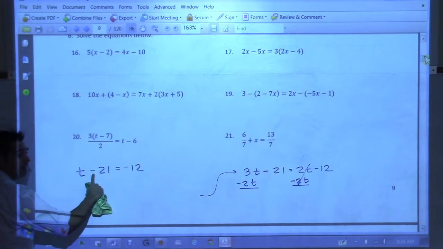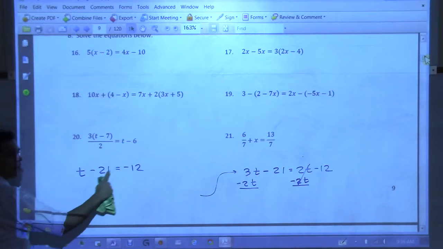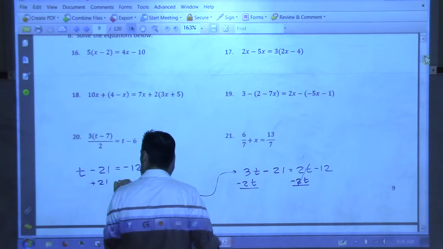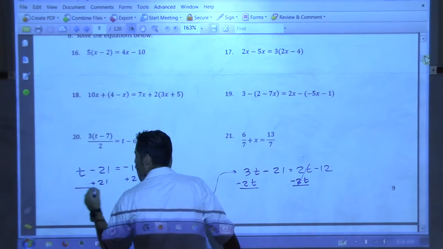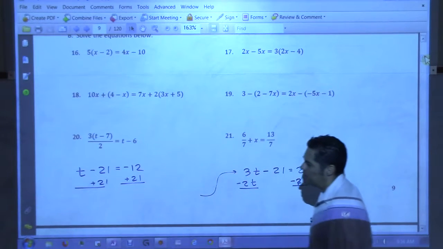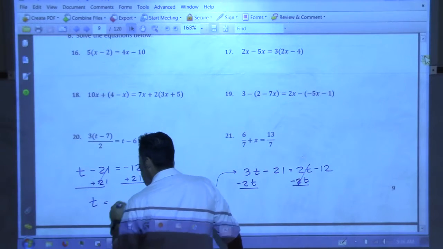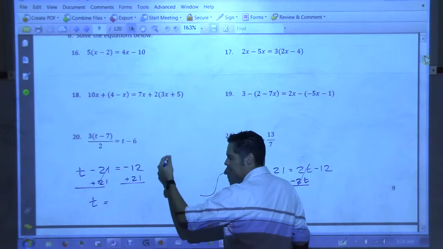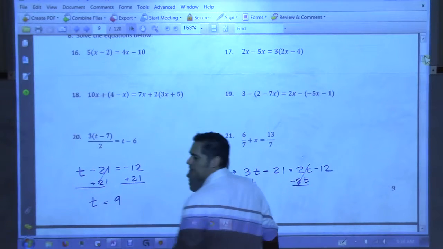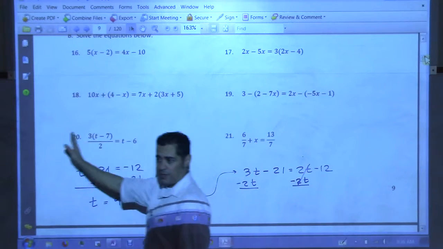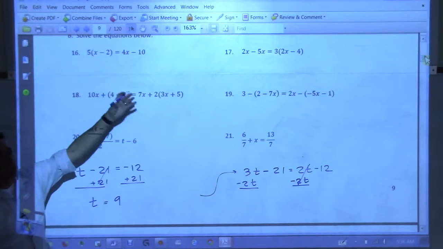So this is subtraction, right? Yeah. So to undo subtraction, we're going to add. Yeah. So we'll add 21 here and 21 there. All right. Same thing. On the left-hand side, this goes away. We have t equals, now over here, this is going to be 9. So t is 9. The moral of the story here is that if you can clear the fractions, then you're going to be back to one of those problems.